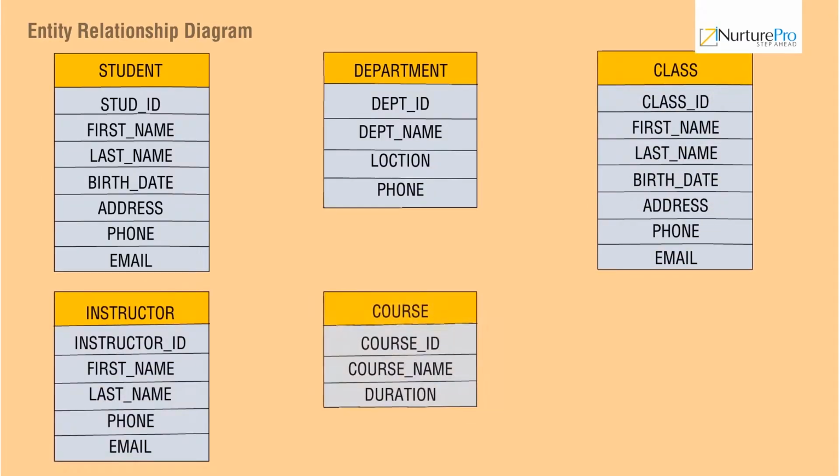In this video, we shall take a college database as an example to explain the entity relationship diagram notations. Consider the information of a college database shown on screen, which needs to be represented through an entity relationship diagram.